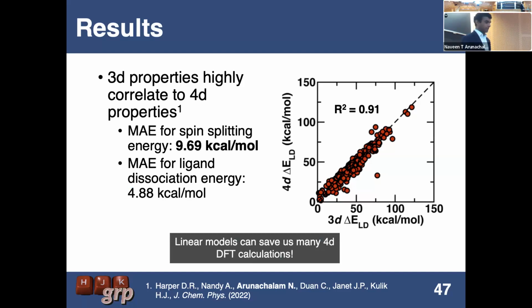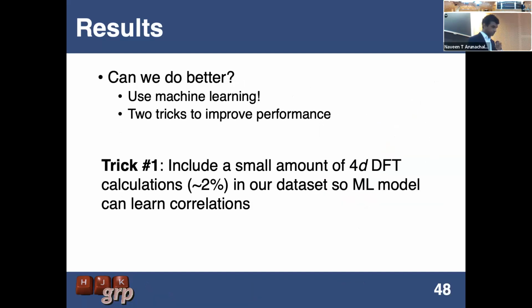So the main idea here is that using linear models like the one on the right, we can save ourselves many DFT calculations by inferring 4D properties from 3D data. So a question we might have is whether we can do better than this linear model. And one way you can do this is through machine learning. And there's two tricks that we can use to improve our machine learning models.